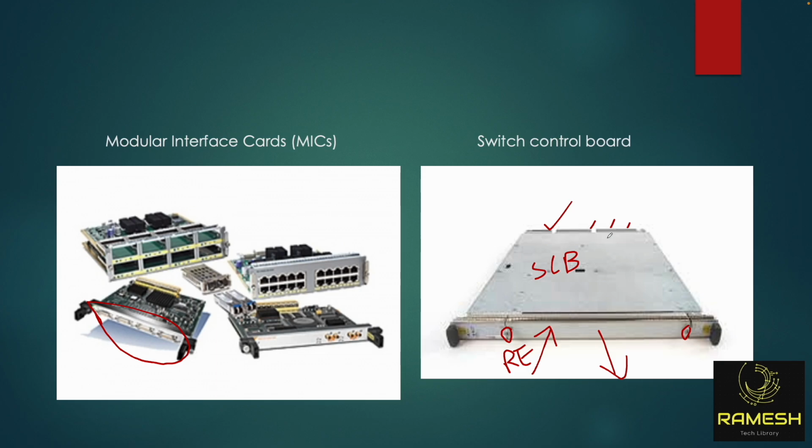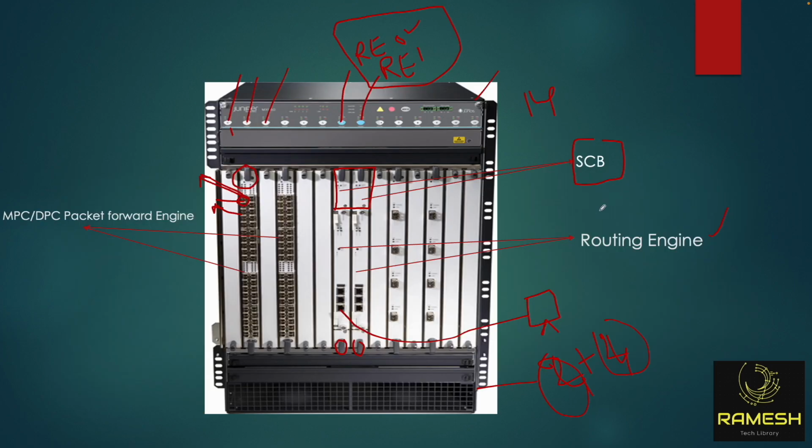Why do we need control boards? They provide clock and synchronization with the midplane and all. So it provides the clocks. I will give you the hardware cheat sheet, what the SCB will do, what the routing engine will do, everything. It is there in the sheet. It's beyond the JNCIA actually. However, I just want to explain at least one device. These are the Juniper hardware components.